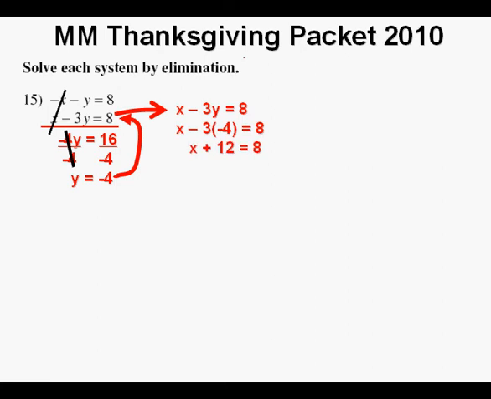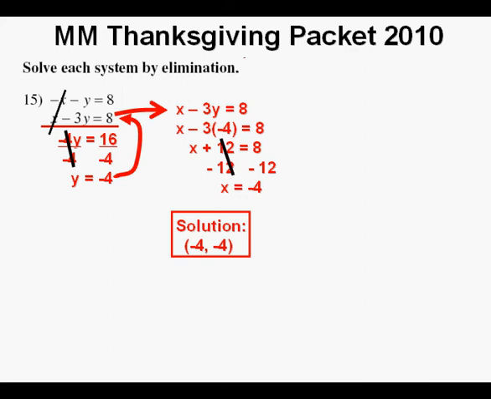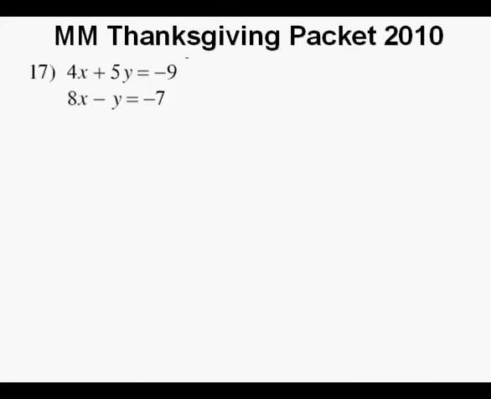This simplifies to x plus 12 equals 8. We subtract 12 from both sides of the equation. 12 minus 12 cancel on the left side. We bring down our answer, x equals negative 4. So our solution to this system of equations is negative 4 comma negative 4.